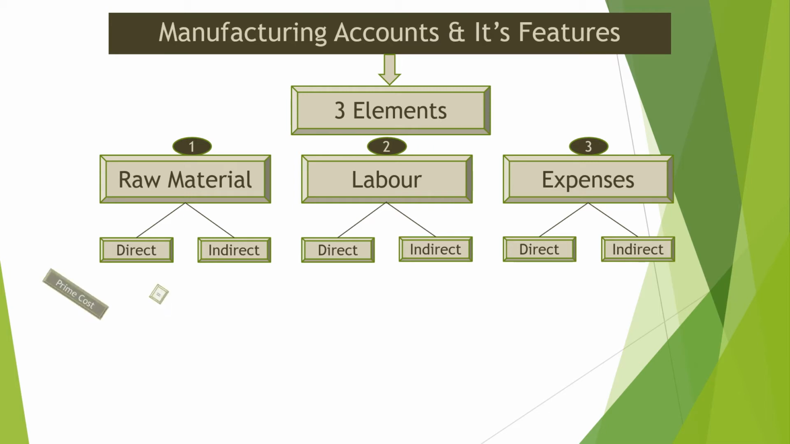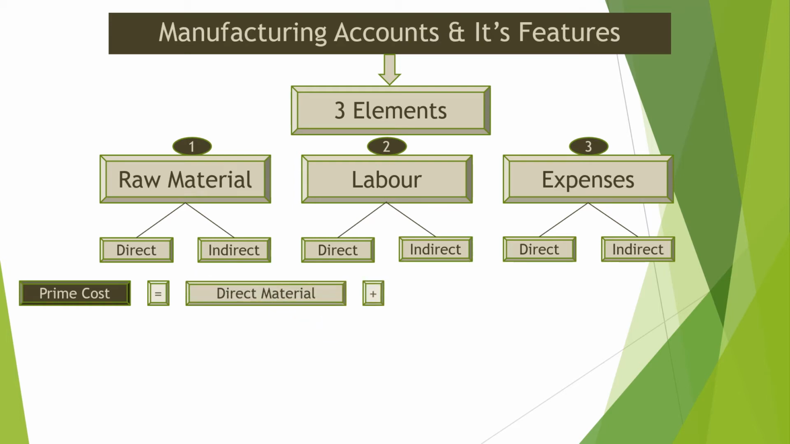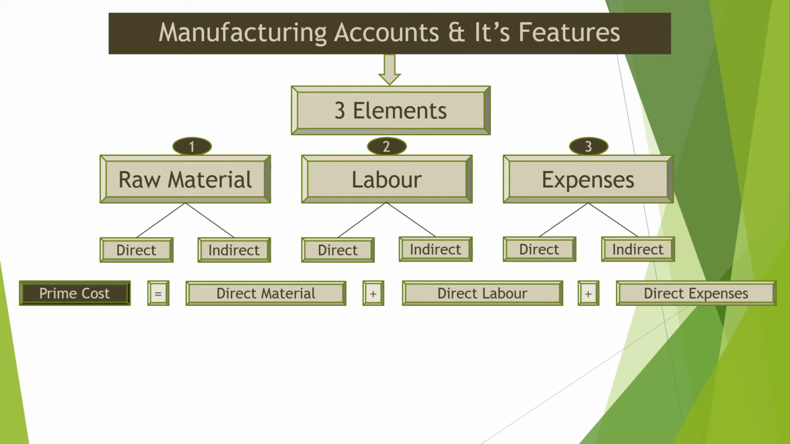Now let's go further to find out what the prime cost is. The prime cost is equal to direct material plus direct labor plus direct expenses. These three elements, the direct cost total, will be called prime cost.